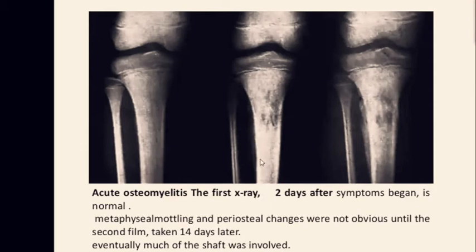So what you see is already there is periosteal new bone formation. Here actually there was subperiosteal pus, and later the new bone formation took place. So this is the periosteal new bone formation, and here you see cavities. This lucent area is all cavities.